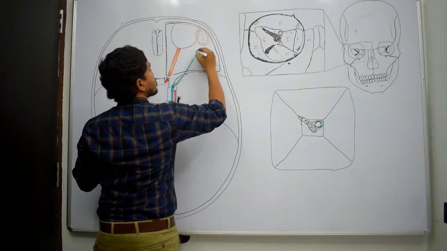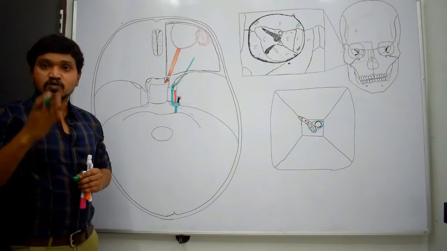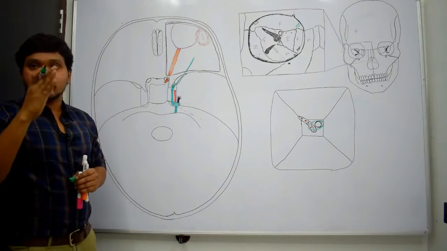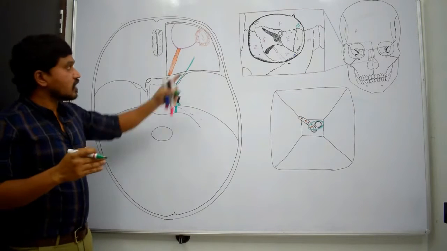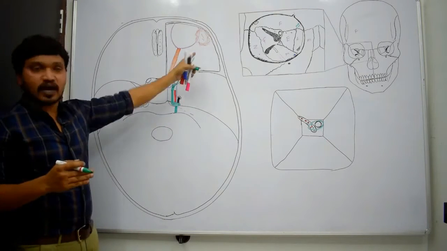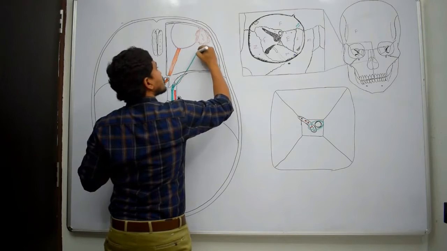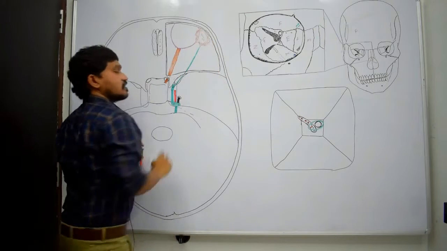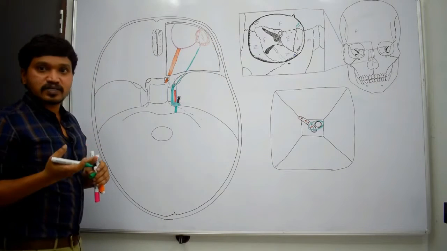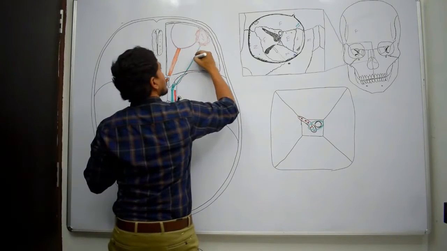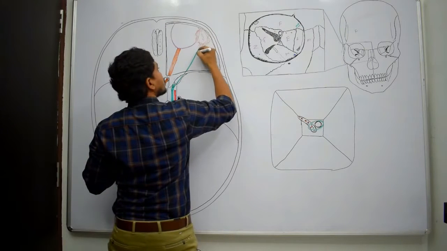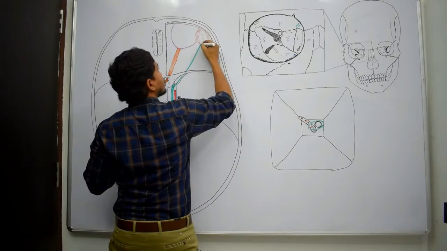After entering into the orbit, it runs superior to the lateral rectus muscle. That means above the lateral rectus muscle it runs and reaches the gland. Which gland is this? Lacrimal gland. It passes deep to the lacrimal gland and reaches the upper eyelid, and it supplies the upper eyelid and terminates.